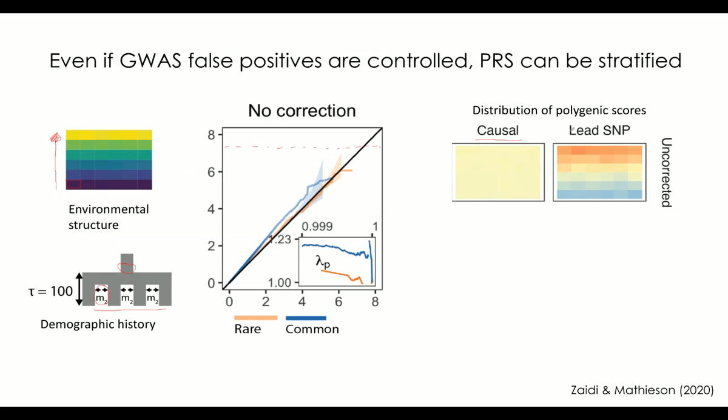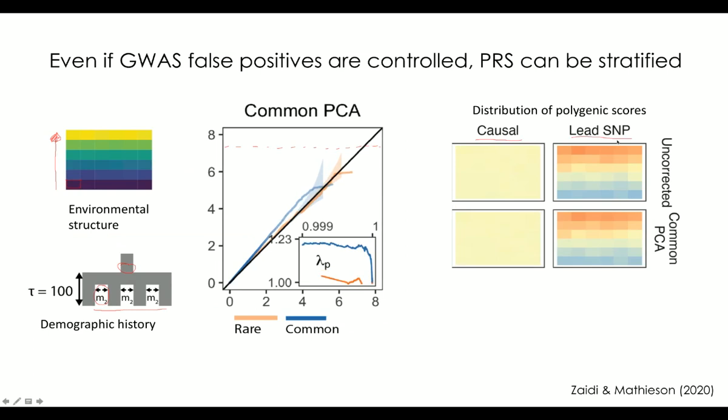If we do that, for example, using the lead SNPs, as is often done, we find that the PRS is actually stratified. We know this is spurious because we know there's no true genetic difference in the PRS. So what this tells us is the PRS is actually recapitulating the environmental structure. Some of the predictive power of the PRS is effectively coming from the environment. If we try and correct for this using principal components, it doesn't really make any difference, at least when we compute the principal components from common variants. That's because this demographic history is too recent to be captured by common variants.